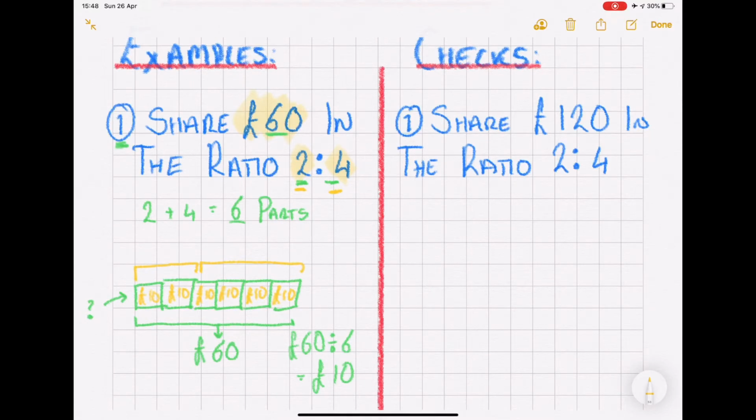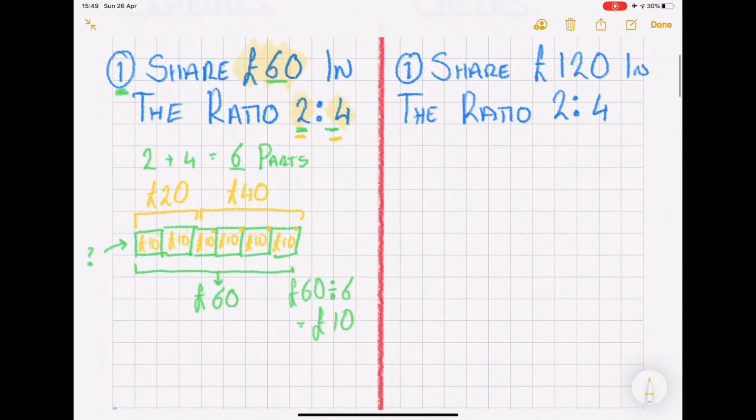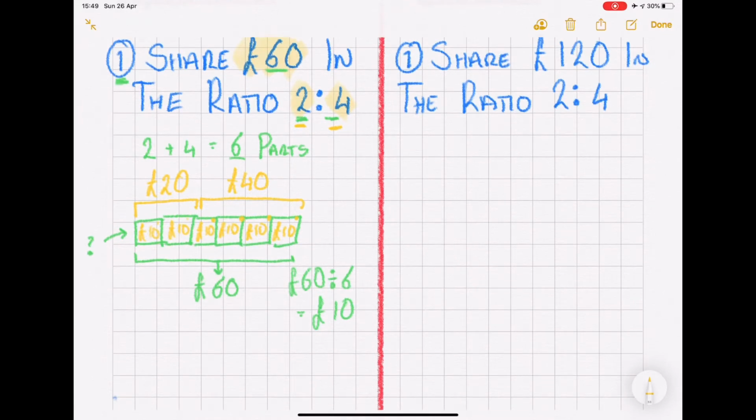to 4 boxes. So if I add up the worth of these 2 boxes, well, that's £10 plus £10 is £20. And if I add up the worth of these 4 boxes, £10 plus £10 plus £10 plus £10 is £40. So if I share £60 in the ratio 2 to 4, I end up with £20 to £40. And that's my final answer.